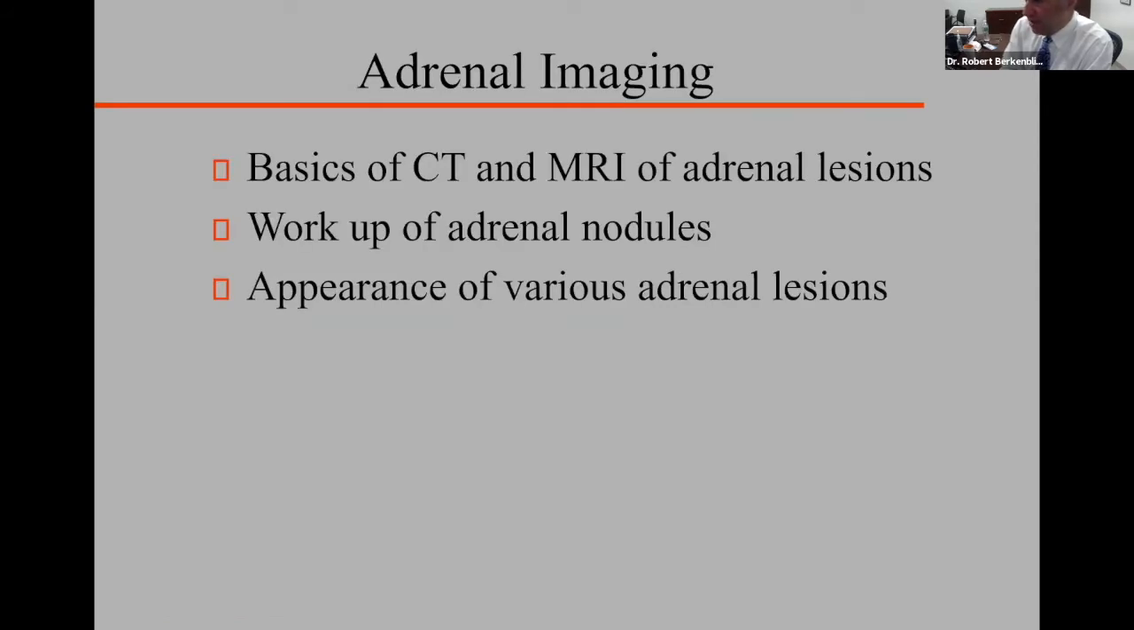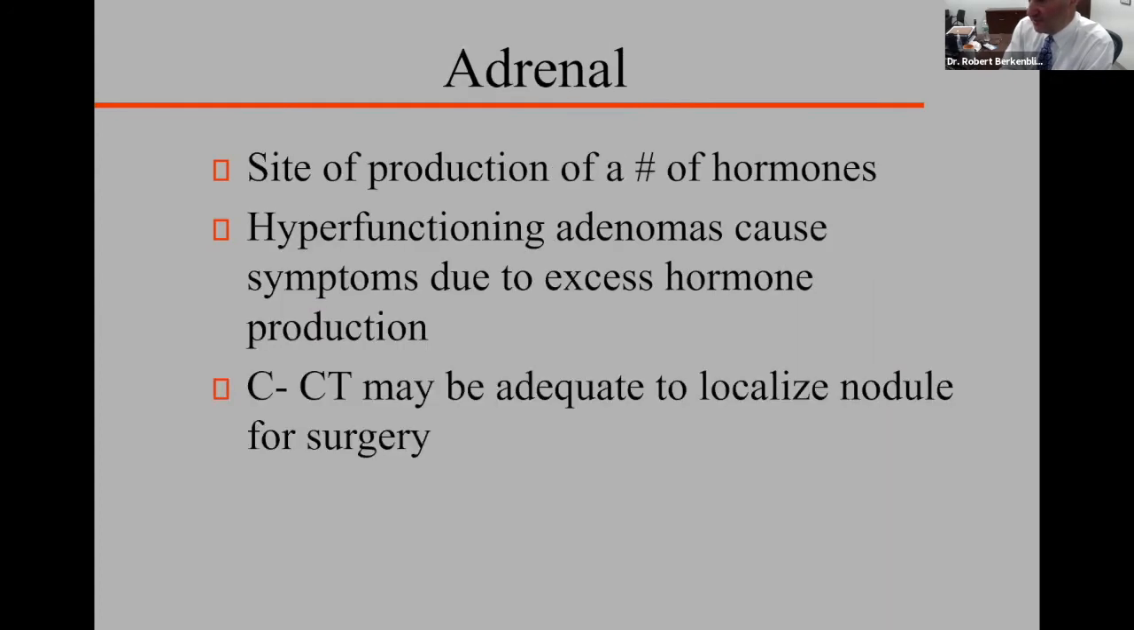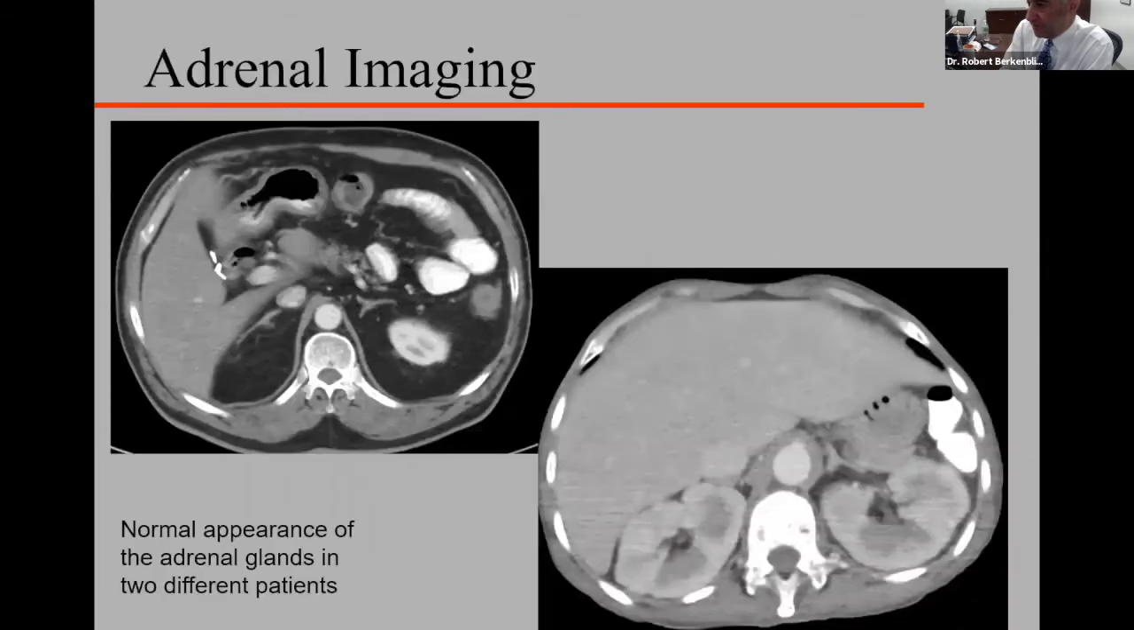Just to lay out how we're going to go, we'll start off with basics of CT and MRI of adrenal lesions, talk about the workup of adrenal nodules, and then look at the appearance of various adrenal lesions. As you know, the adrenals are a site of production of a number of hormones. Hyperfunctioning adenomas cause symptoms due to excess hormone production. Non-contrast CT may be adequate to localize a nodule for surgery. We'll get into greater detail about that later on.